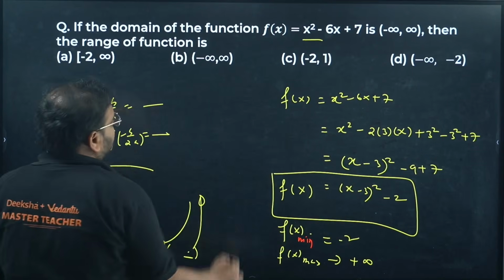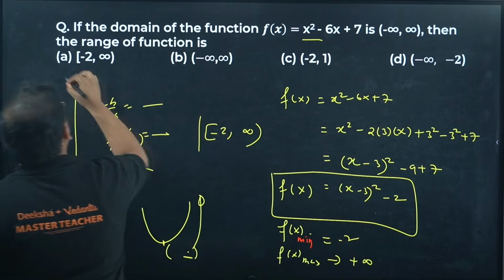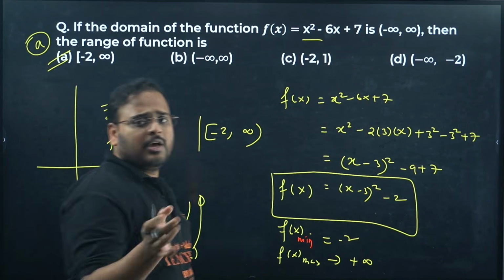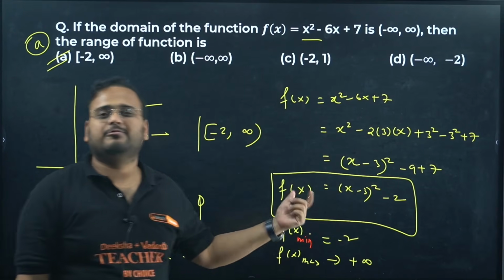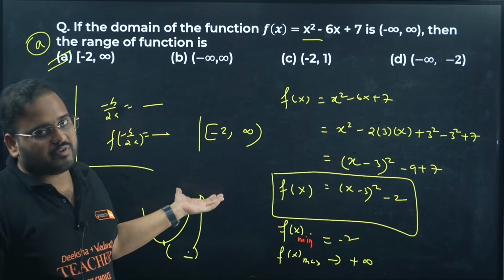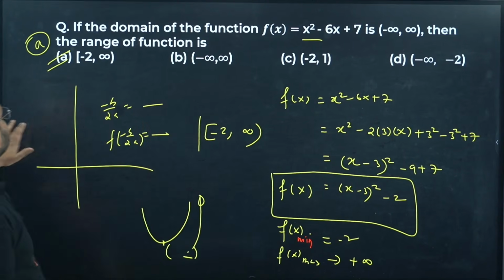So the answer becomes what? Minus 2 closed, infinity open. Answer is A. This is completely a logical question. Using the perfect square method, this question is solved within a few seconds. You can use the formula method also. Both will give the same result. Answer is option A.